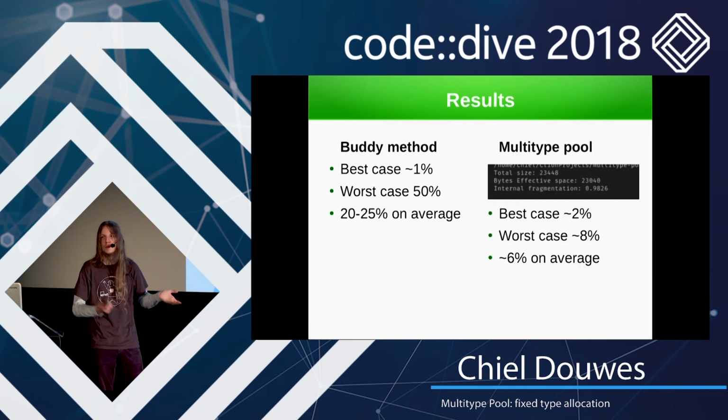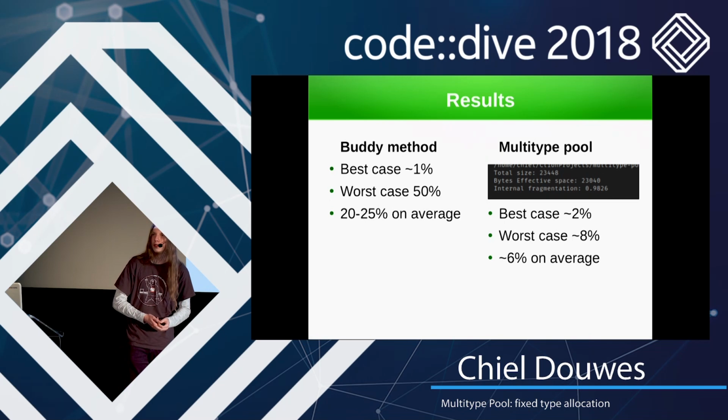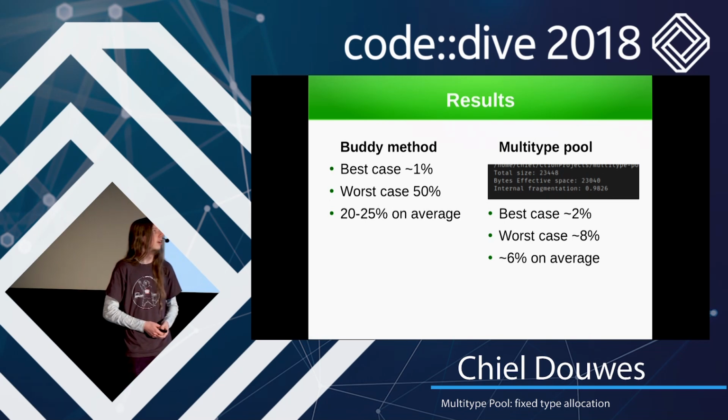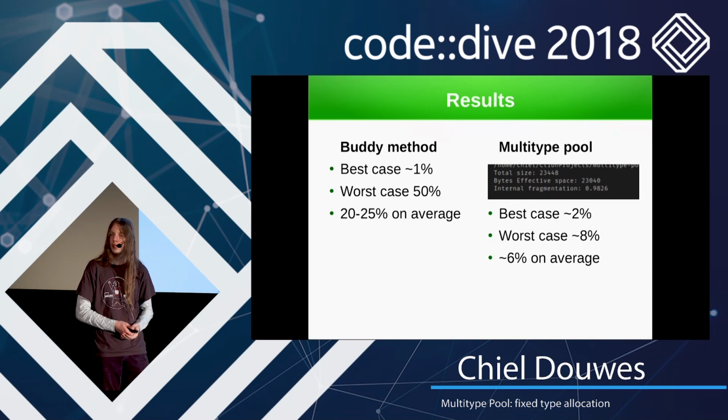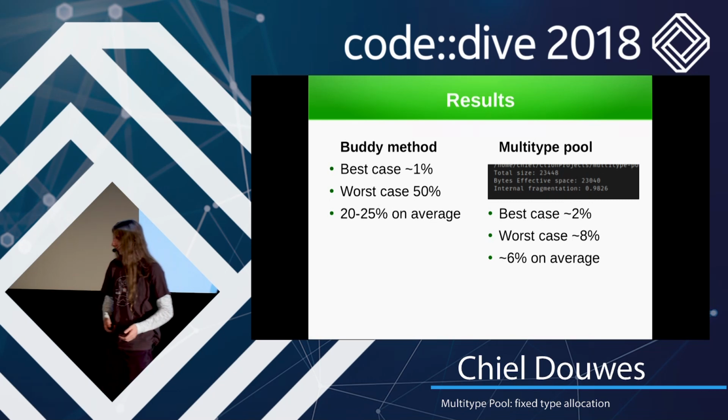Well, I didn't actually benchmark the buddy allocator itself, because that would require more work. But you can expect about 20 to 25% fragmentation. And in this case, I could actually calculate my best and worst case fragmentation at compile time in my allocator. So best case fragmentation is about 2%, and worst case about 8%, which is pretty good, I'd say.